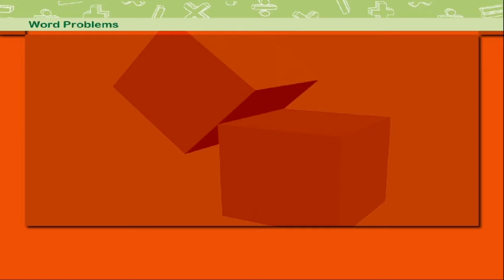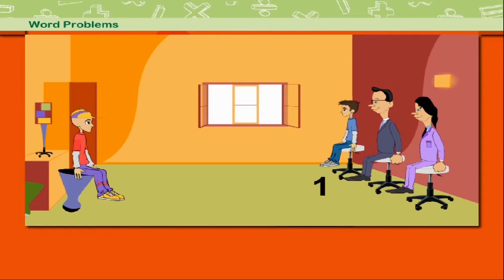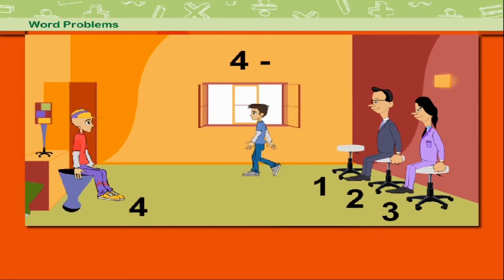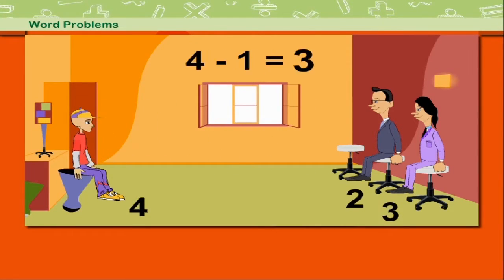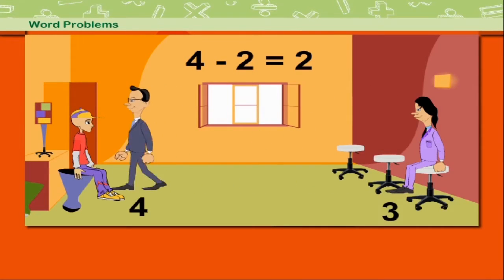Word problems. Robin is sitting in a room. There are 3 other people in the room. Robin walks out. Now there are 3 people. The gentleman walks out and now there are only 2 people left.